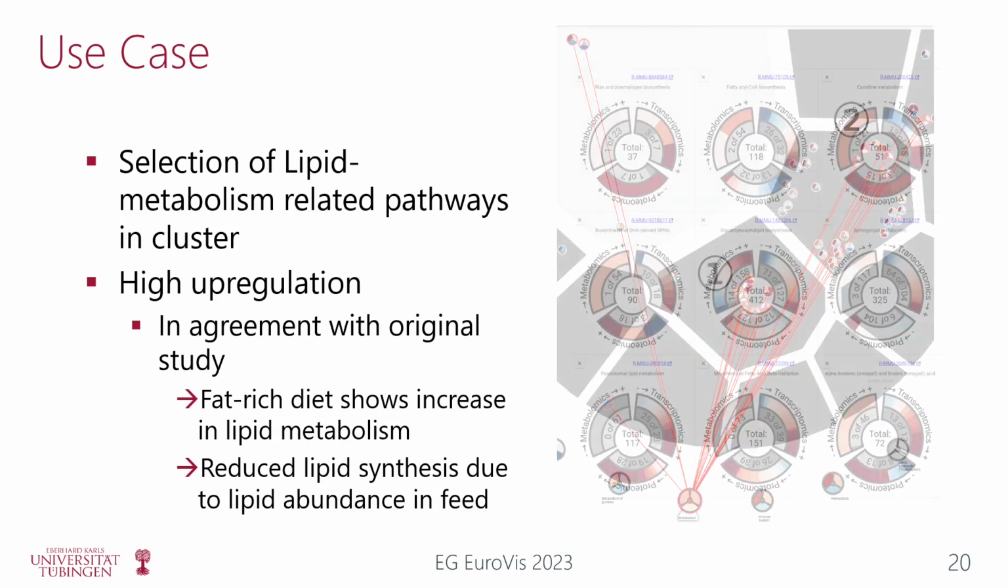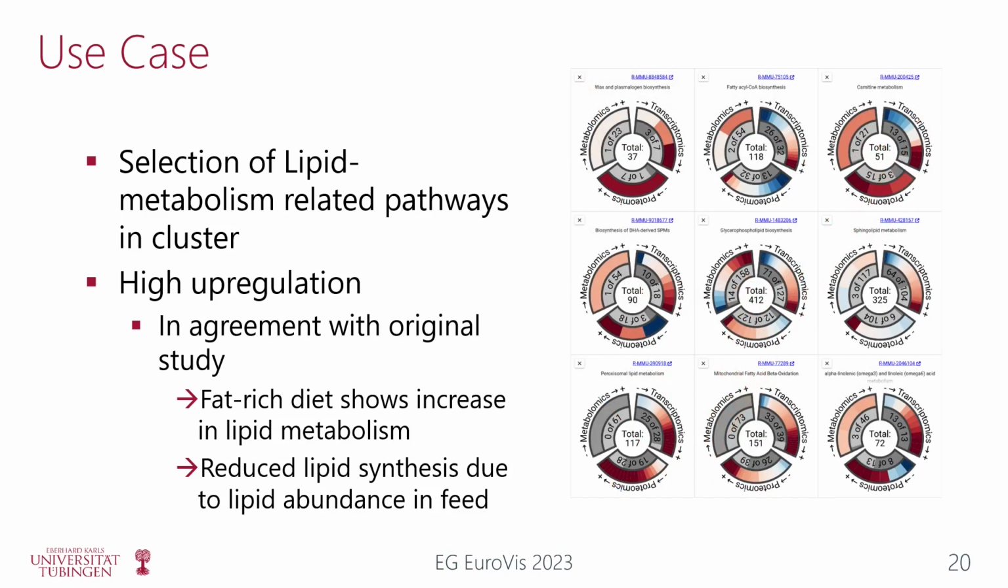superpathway. This is in agreement with the original study, as a fat-rich diet causes a need for increased lipid metabolism, while on the other hand, a reduced lipid synthesis due to the abundance of lipids in the food, as seen for example here in the fatty acyl CoA biosynthesis pathway.